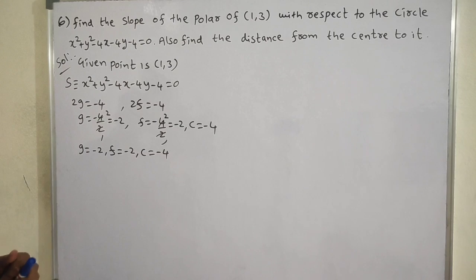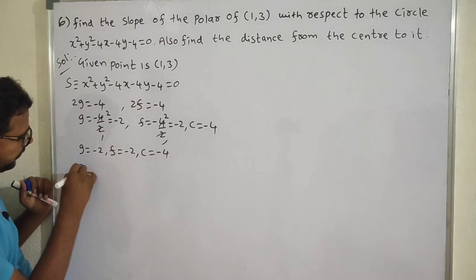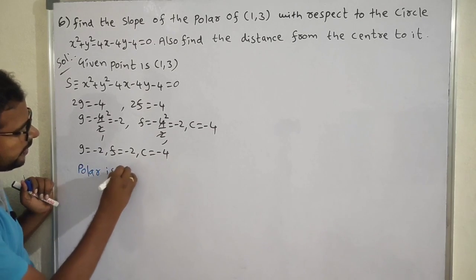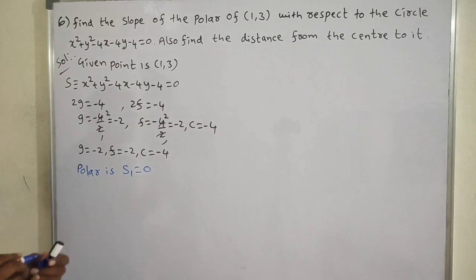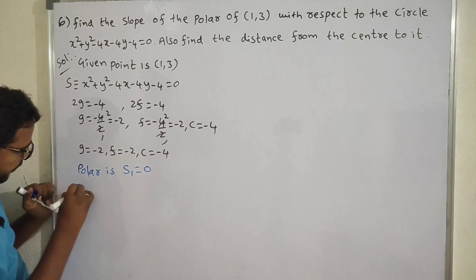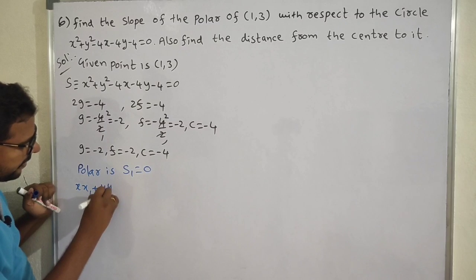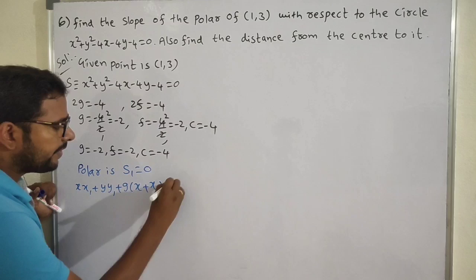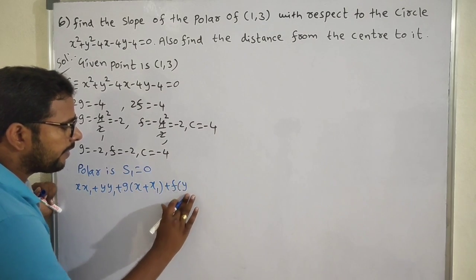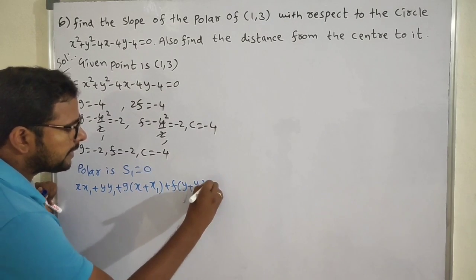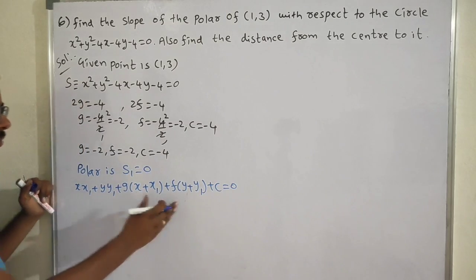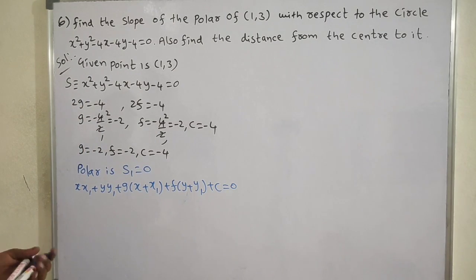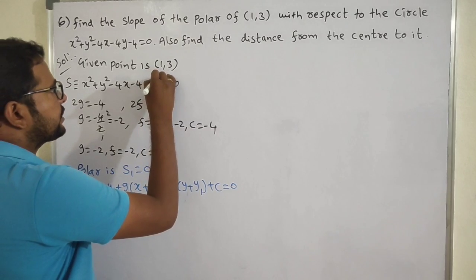Now find the equation of the polar. What is the formula? The polar is S1 equals 0. What is S1? x x1 plus y y1 plus g(x plus x1) plus f(y plus y1) plus c equals 0. This is the equation of the polar, S1 equals 0. Now substitute all the values, taking the given point as (x1, y1).